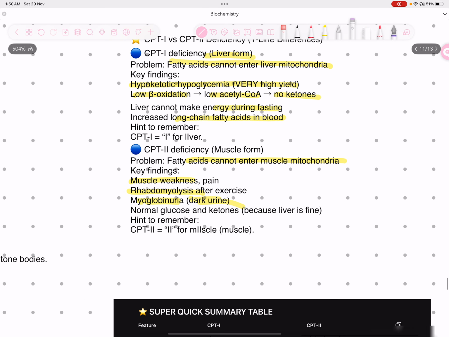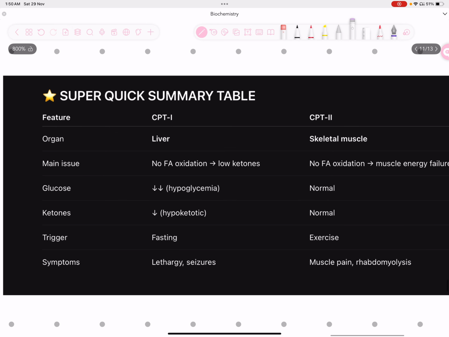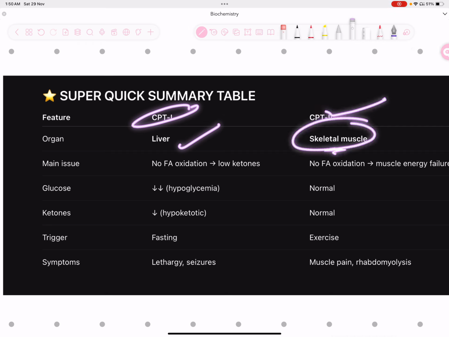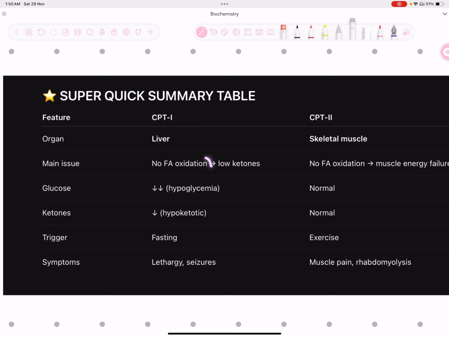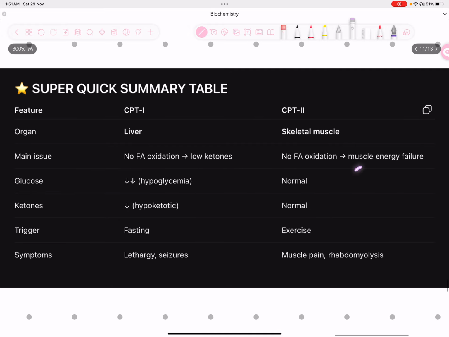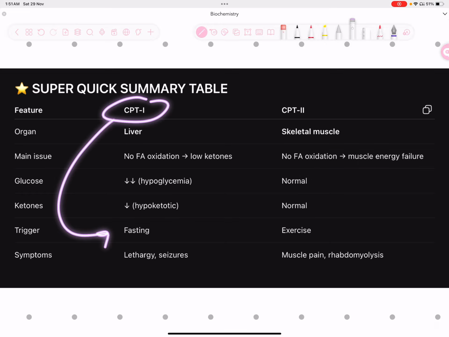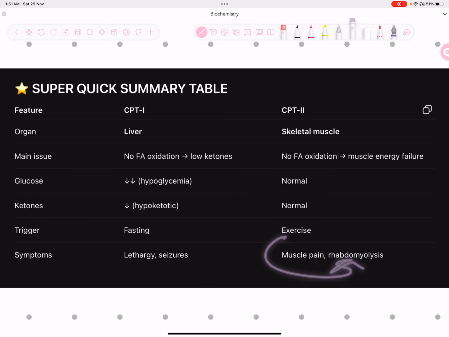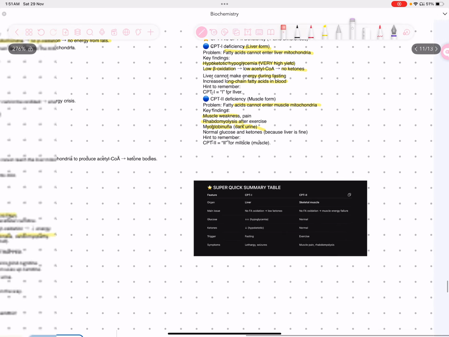So there'll be dark urine. Now you can look at this table. CPT-I's organ is the liver, and CPT-II is majorly in skeletal muscle. There'll be no fatty acid oxidation, therefore low ketones and hypoglycemia, hypoketotic. Here you'll have muscle energy failure, while both of these are normal. The trigger factor for this is fasting. For this, it is vigorous exercising, which leads to rhabdomyolysis. And yes, so that's about it.